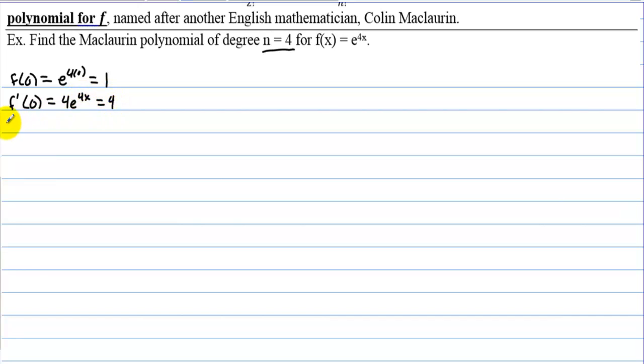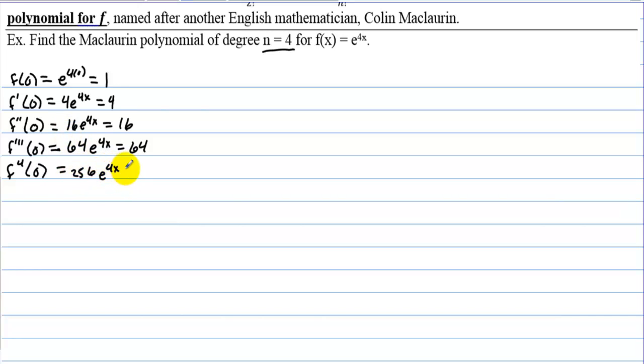And then 1 times 4 is 4. The second derivative is 16e to the 4x, using the chain rule. Then when we plug 0 in, we get 16. The third derivative will be 64e to the 4x, and when we plug 0 in, we get 64. And then finally, the fourth derivative is 256e to the 4x, and when we plug 0 in, this piece becomes 1, and then we have 256.